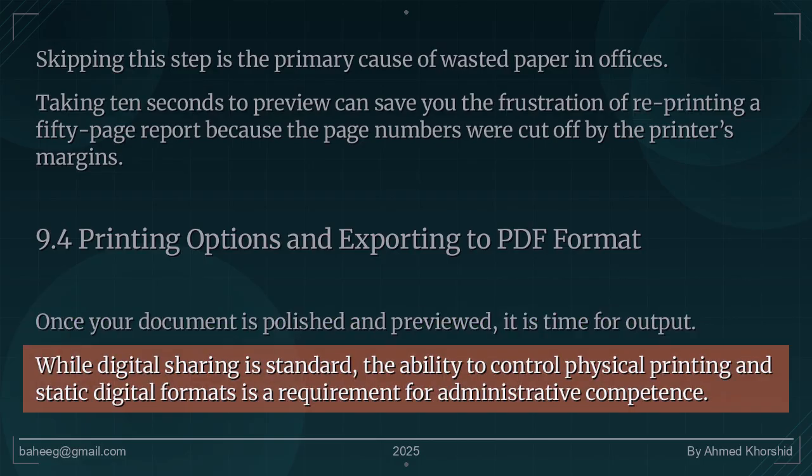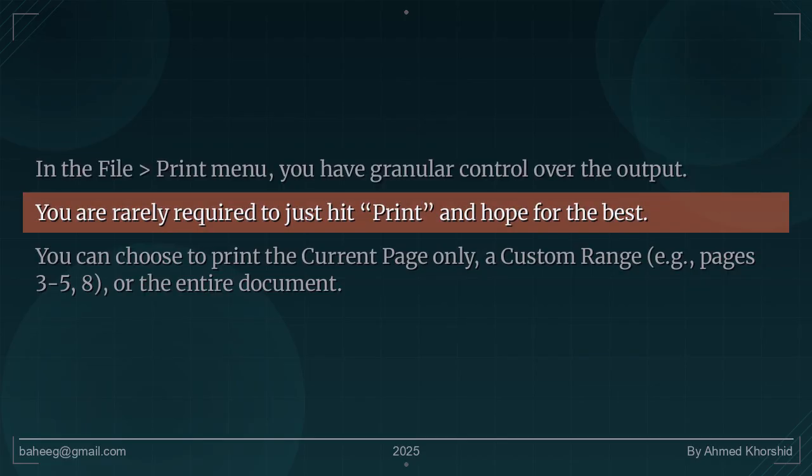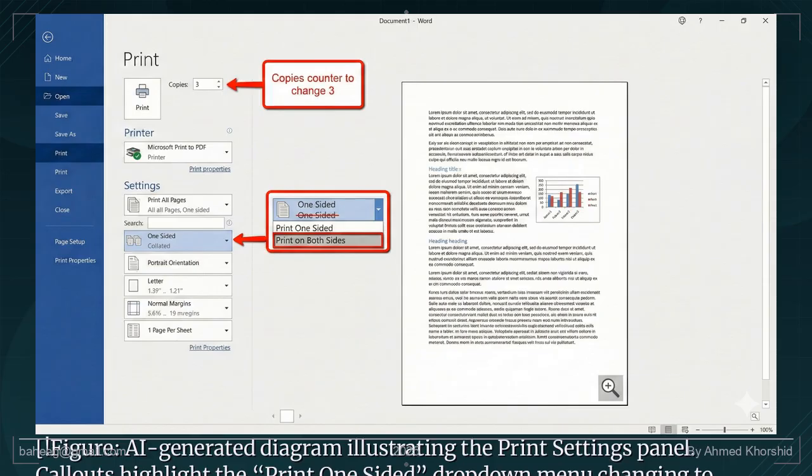While digital sharing is standard, the ability to control physical printing and static digital formats is a requirement for administrative competence. In the File Print menu, you have granular control over the output. You are rarely required to just hit print and hope for the best. You can choose to print the current page only, a custom range, e.g., pages 3 to 5, 8, or the entire document.